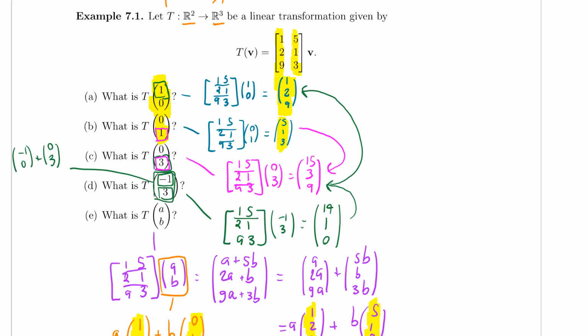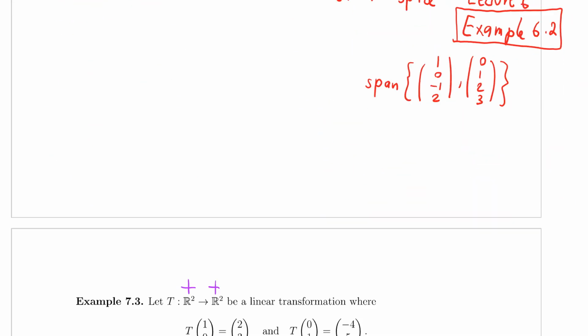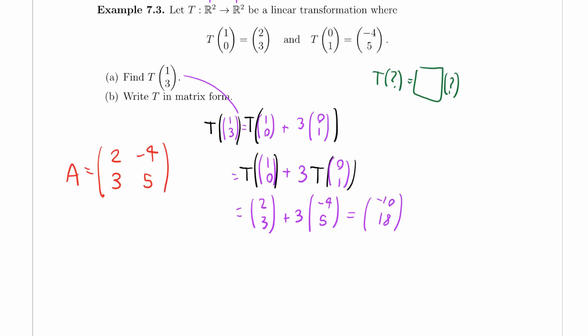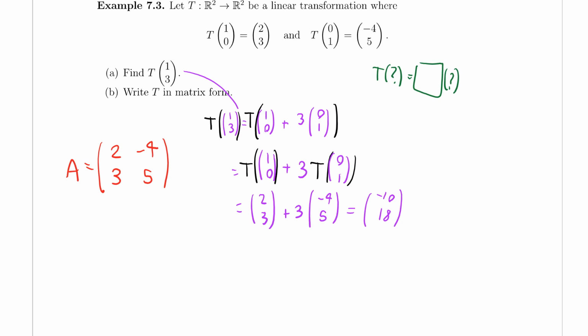Okay, so let me apply this to my example down here. My matrix A is going to be just, I look at where my first basis vector goes. Notice that (1, 0) is the first basis vector, and (0, 1) is the second basis vector. (1, 0), the first basis vector, goes to (2, 3), so my (2, 3) goes here. The second basis vector goes to (-4, 5), so (-4, 5) goes here. So this is the matrix form for the linear transformation that we have.